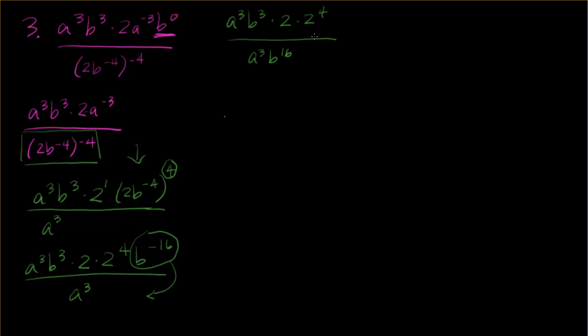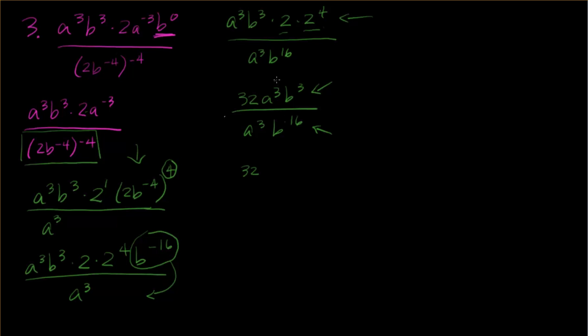Okay, so let's go ahead and start simplifying in the numerator. I have a 2 times 2 to the 4th, that's 16 times 2, that's 32. And then I have an a to the third and b to the third. Nothing to simplify. And then we have an a to the third and b to the 16. Now let's simplify based on everything in the numerator versus everything in the denominator. So we have a 32. There's nothing that I can do there.